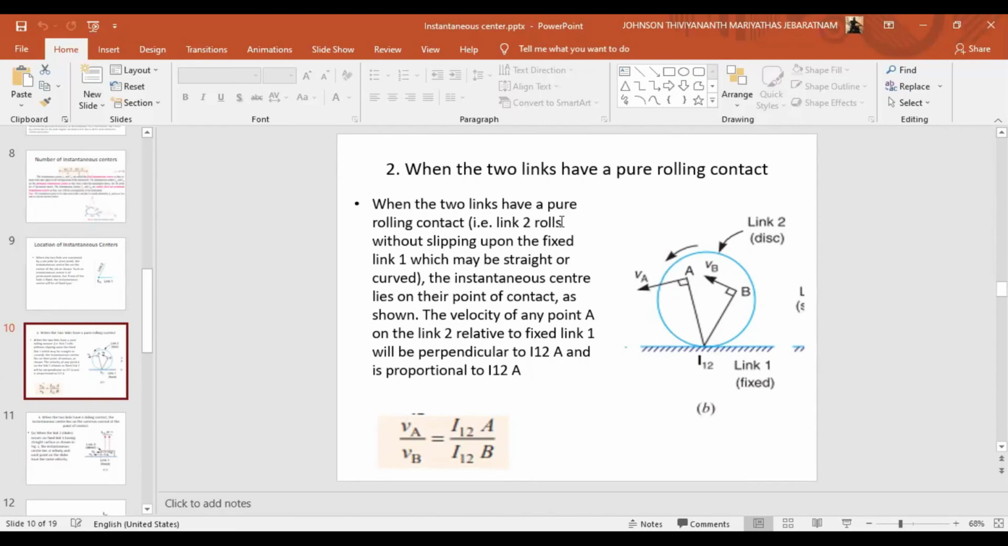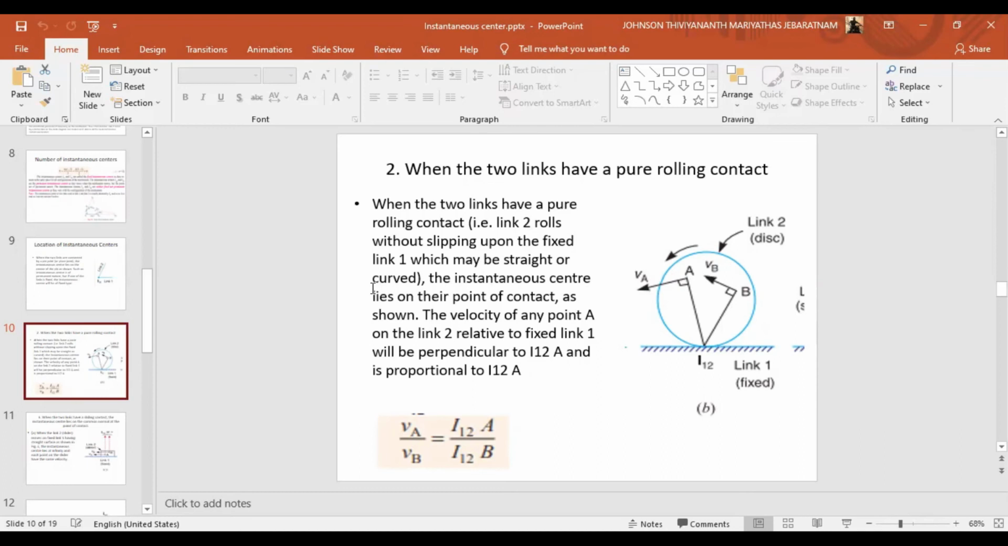That is, link 2 rolls without slipping upon the fixed link 1, which may be straight or curved. So this fixed link, you see this diagram, this is the fixed link. It can either be a straight link or a kind of curved link, doesn't matter. The only thing is this one should exhibit a rolling contact. This should not slip. So that's that.